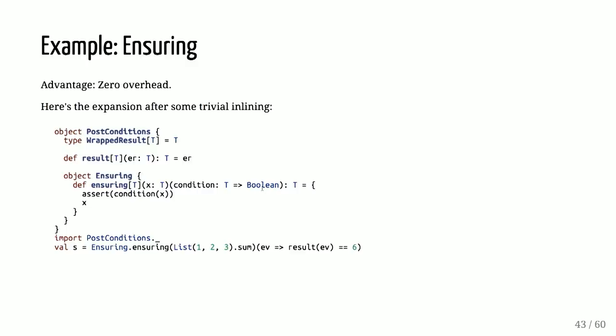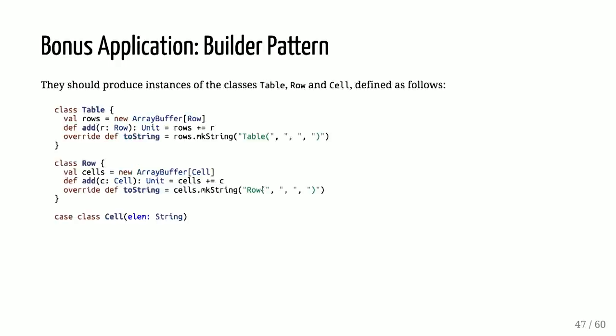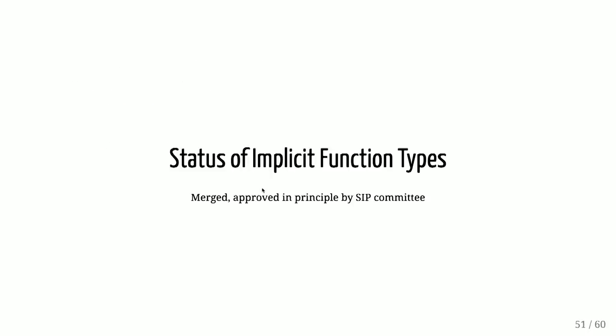So if I have, after some trivial inlining, my ensuring thing would look like this. And if I do some more inlining, then the result goes away, because after all, result of an implicit evidence of a result is just ER, so it's just the identity. So that goes away. And finally, I can look at the ensuring. Well, that's a really simple method as well. So I can inline that. And I get what I started with. So I get essentially, I do the sum of x, list of 1, 2, 3, sum, assert x equals 6, and return. OK, so I will skip ahead because I'm seriously out of time, it seems.